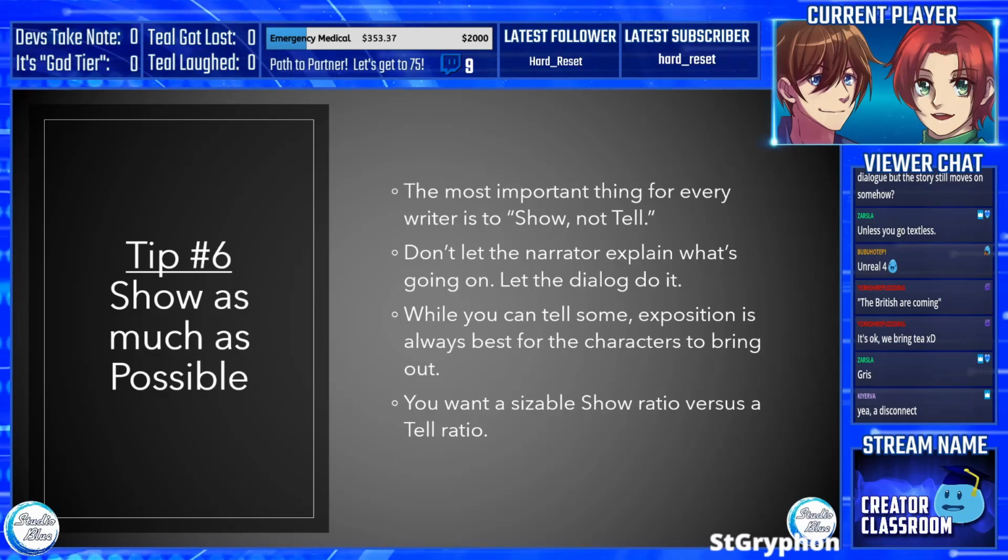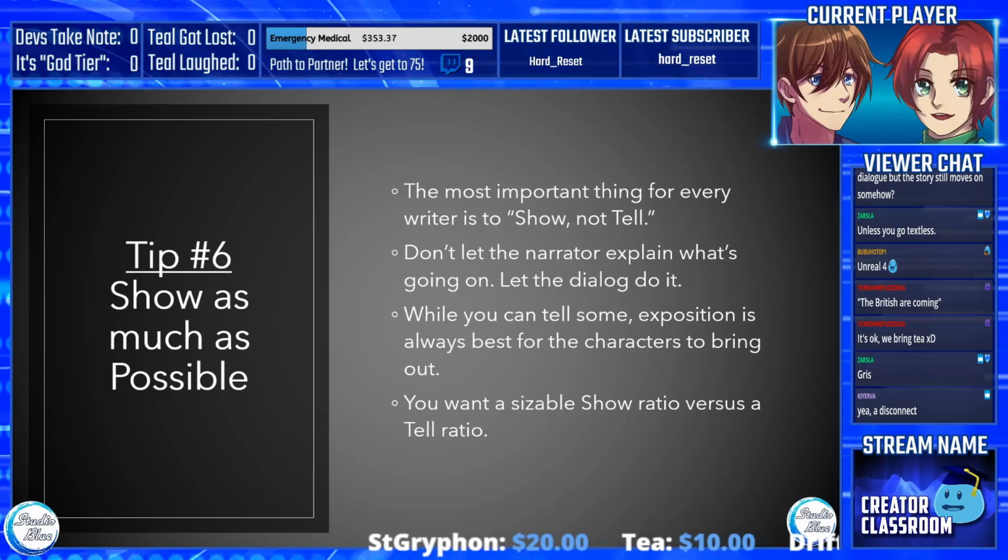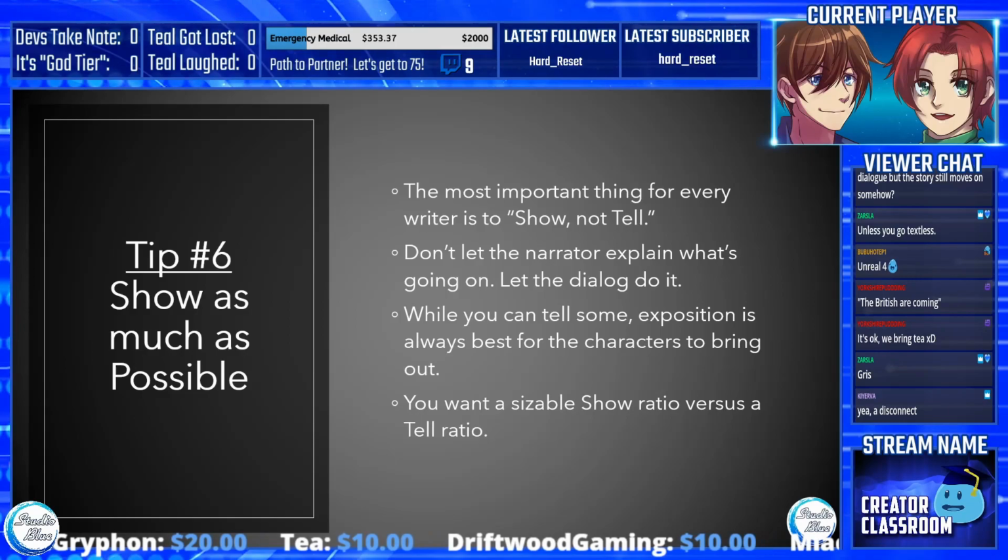Back to the thing. You want a sizable show ratio versus a tell ratio, and I feel like at this point I'm repeating myself, so we're just going to move onward. Here's the sample.